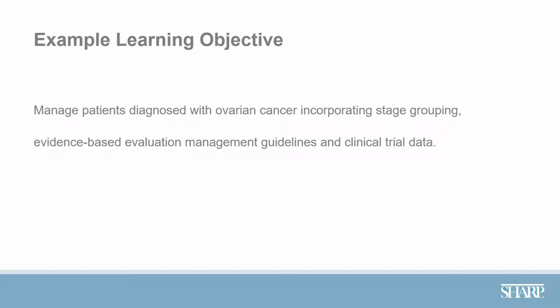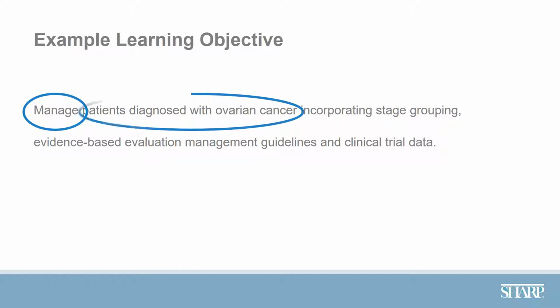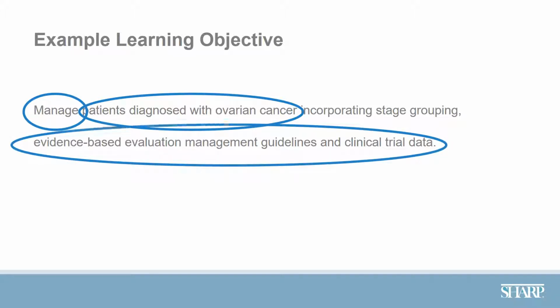So the first thing that we're going to identify is the action verb. In this case, the word manage. The second thing that we're going to identify is the condition. We're talking about patients that have been diagnosed with ovarian cancer. And finally, we're going to define what success means in this situation with these patients. So success in this case is the ability to use evidence-based evaluation and management guidelines and clinical trial data when doing stage grouping. All right, so there's one example.